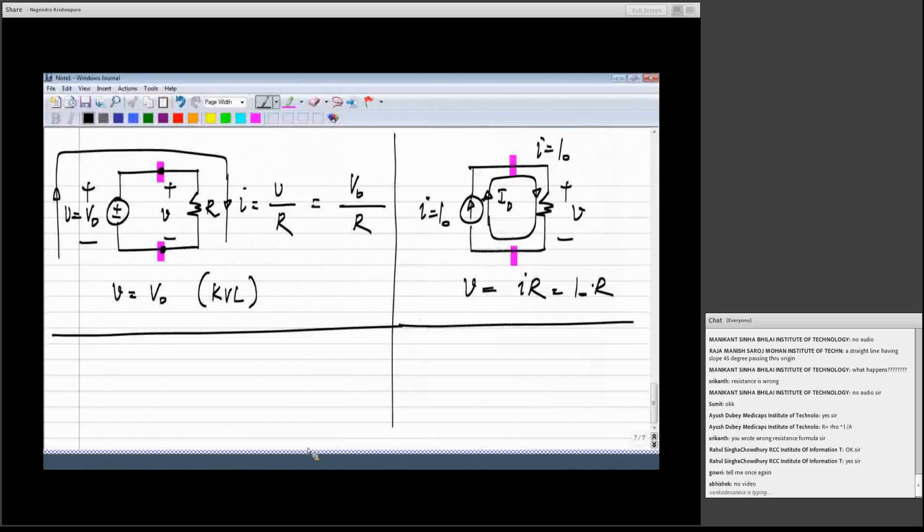Now, so I think all of you would already be familiar with these cases. That is, if the voltage is applied across the resistor, we'll have a current V0 by R flowing through it. Or if my current is applied, current source is connected to a resistor, current I0 will flow through it. In this case, you will get a voltage drop of I0 R, and in this case, you will get a current of V0 by R.